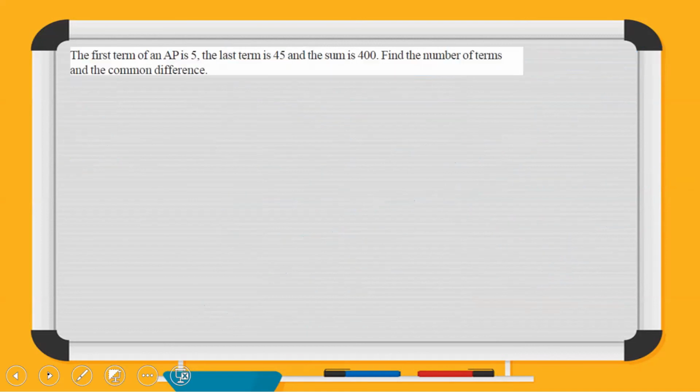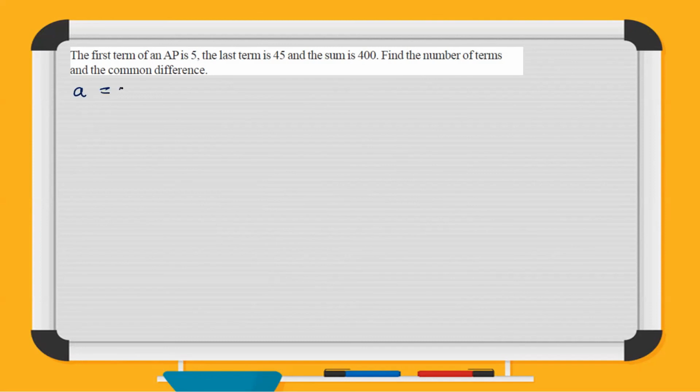Okay, moving on. Next question we have: the first term of an AP is 5, the last term is 45, and the sum is 400. Find the number of terms and the common difference. Okay, now what is given? In such type of questions, d is not given, but the first term and the last term are given.